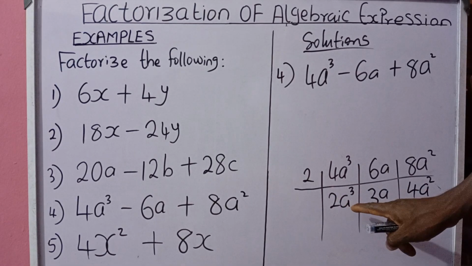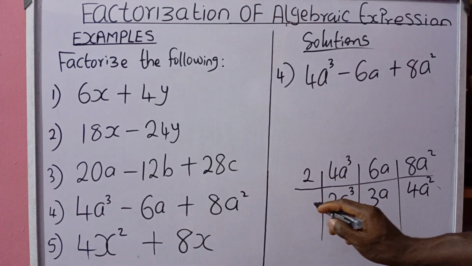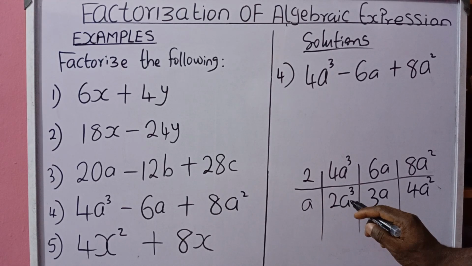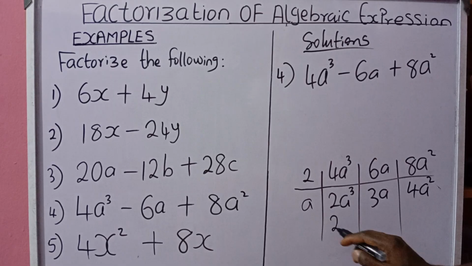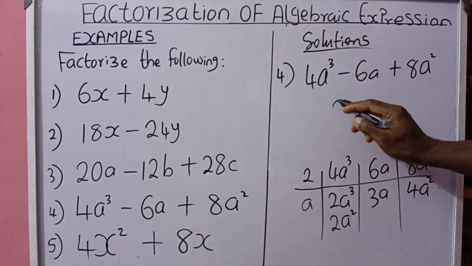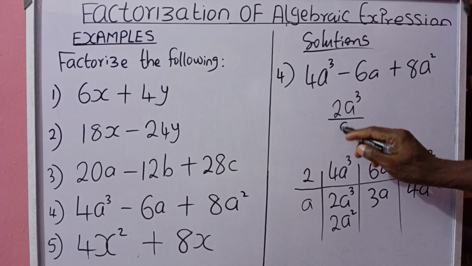Yes. This one has a raised to power 3, this one has a, this one has a. It has something to do with a all through. So we can use a to reduce it further. So let's use a now. 2a raised to power 3 divided by a will give us 2a raised to power 2.